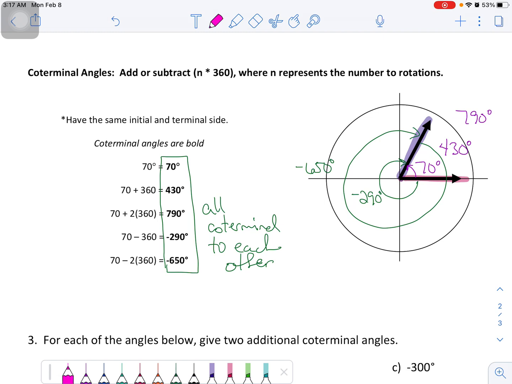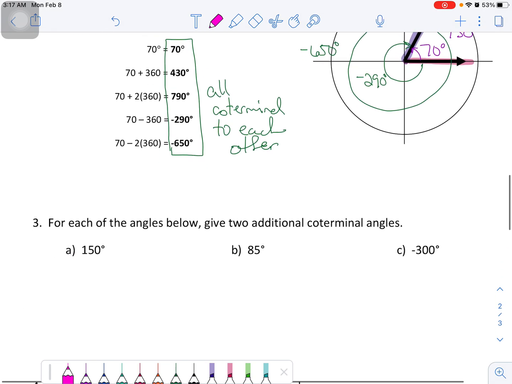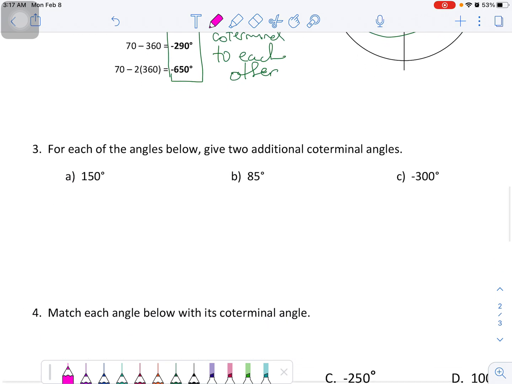So coterminal angles start and end in the same place, but the number of rotations can vary. Okay, so for coterminal angles in degrees, you are going to add or subtract 360 degrees as many times as you need to. Okay, so for each of the angles below, give two additional coterminal angles.